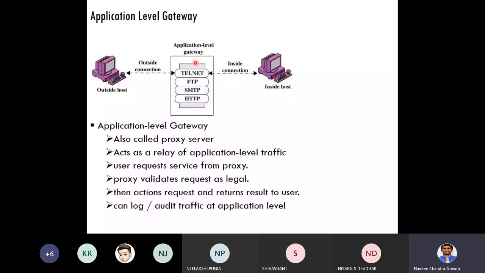So the application level gateway will be built with multiple protocols at the application layer level. It can be telnet, FTP, SMTP, HTTP, any protocols available at the application layer of your TCP/IP. The communication may be with respect to the telnet application, or FTP, or mailing, or client server, based on the specific application. I repeat, based on the specific application.